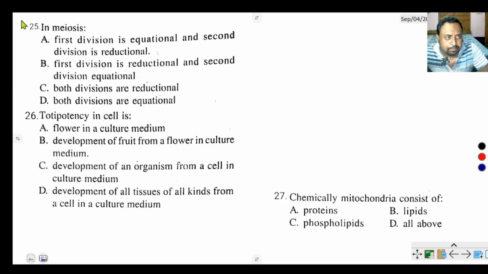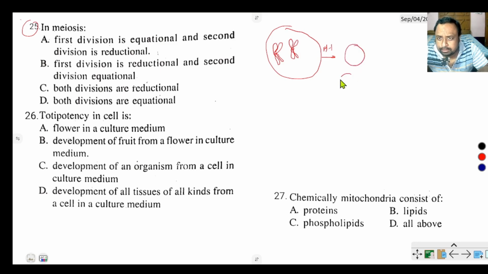Question number 25 says in meiosis, suppose this is a meiosis cell. In meiosis 1, two homologous pairs of chromosomes are present. In meiosis 1, the chromosomes are separated, but in meiosis 2, the chromatids are separated. So here the chromosome number becomes 2n.